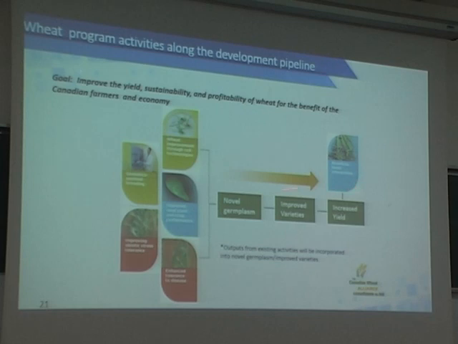Two pillars were addressing the issue of productivity and improving yield, one looking at seed and seed development and photosynthesis, and another pillar looking at beneficial microorganisms, and those are the microorganisms in the soil that can play an important role in nutrition and uptake of nutrients. The overall goal was to improve yield, sustainability, and profitability of wheat for the benefit of the Canadian farmers and economy.